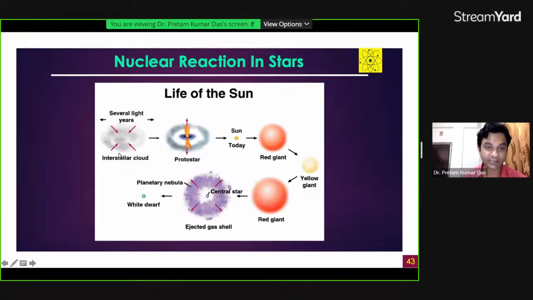So this is the life cycle of a sun. It started from an interstellar cloud, and by gravity it becomes firstly a protostar, and then where we are seeing the sun now, it has become an active star. This is like the youth time. It will become a red giant, and at the end it will become a white dwarf.